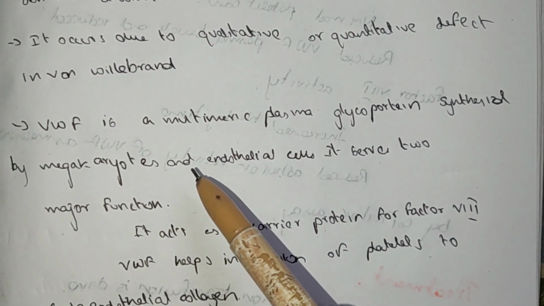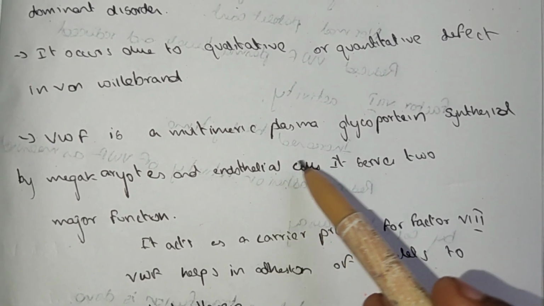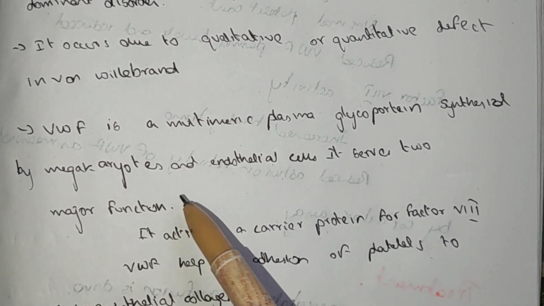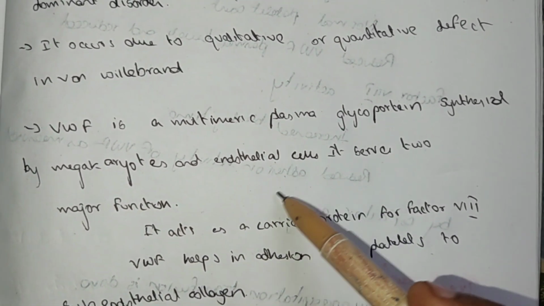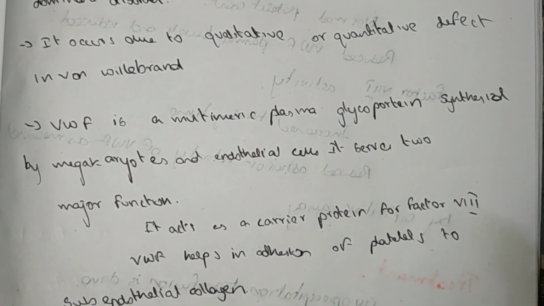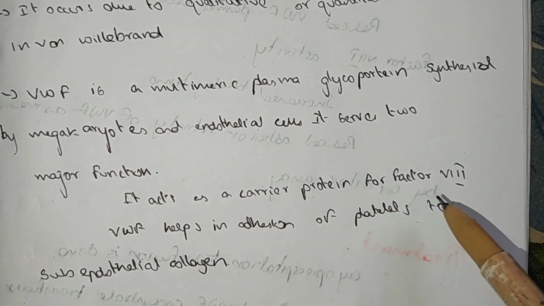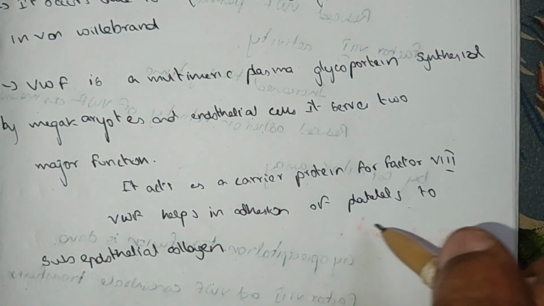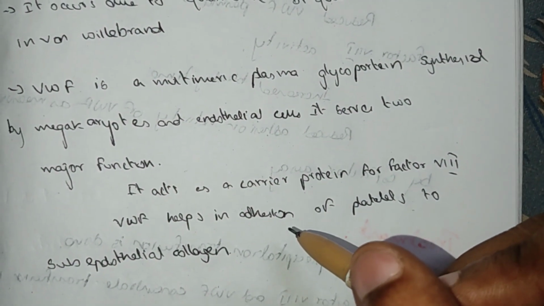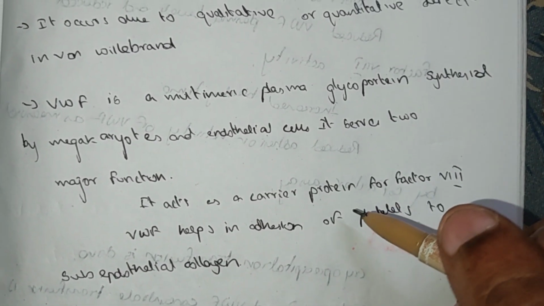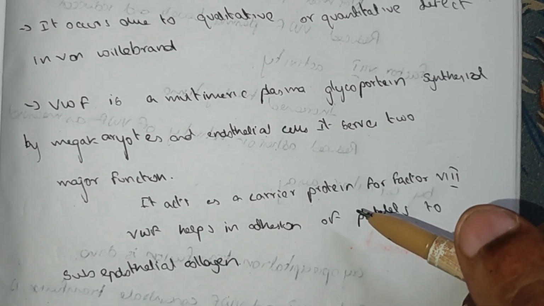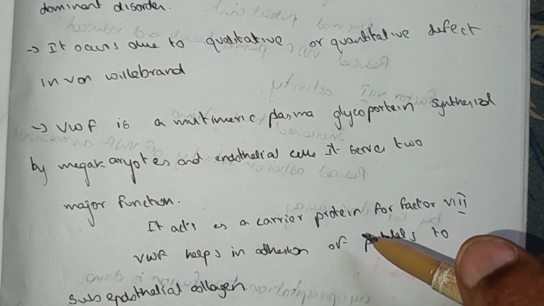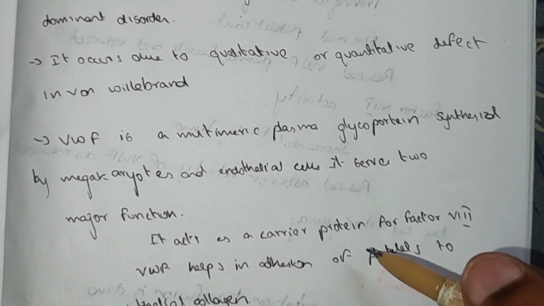Generally, what is von Willebrand factor? It is a multimeric plasma glycoprotein which is synthesized by two things: megakaryocytes as well as endothelial cells. It serves two major functions. It acts as a carrier protein for factor VIII, and it helps in adhesion of the platelets to the subepithelial collagen. These are the two major functions of von Willebrand factor.